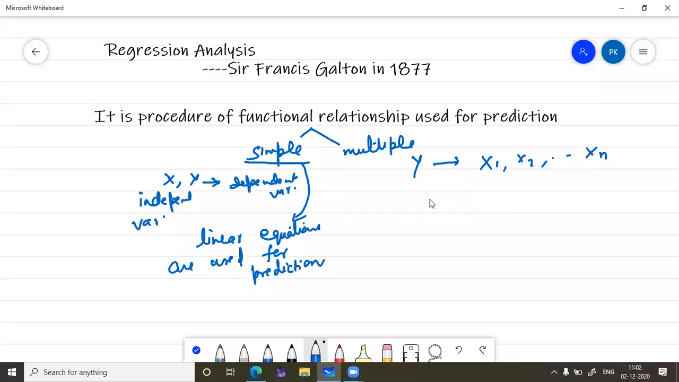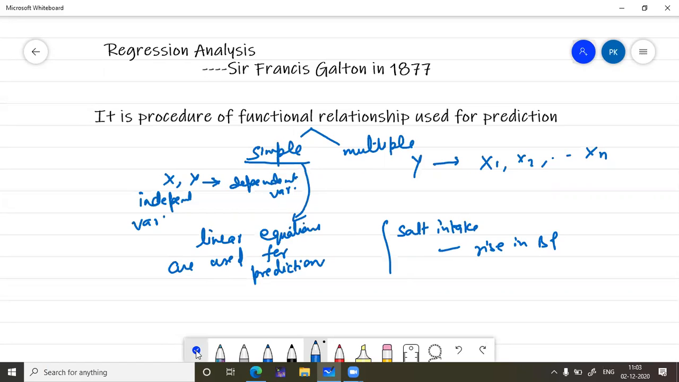If I take an example of simple regression, suppose an economist is interested in finding the relationship between income and consumption. A doctor may be interested in the relationship between salt intake and rise in blood pressure. We have several such examples, which are represented by linear equations when we talk about a simple functional relationship between two variables.